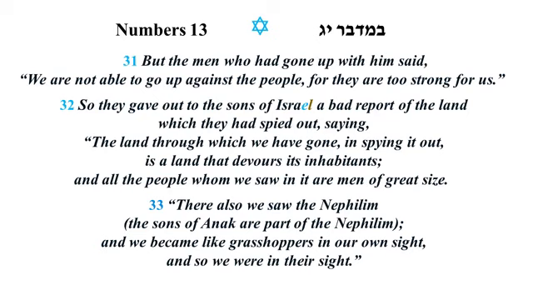Verse 31. But the men who had gone up with him said, this is now they come back from spying, and now they're bringing their report. But the men who had gone up with him said, we are not able to go up against the people, for they are too strong for us. So they gave out to the sons of Israel a bad report of the land, which they had spied out, saying, the land through which we have gone in spying it out is a land that devours its inhabitants, and all the people whom we saw in it are men of great size. There are also Nephilim, the sons of Anak, are part of the Nephilim, and we became like grasshoppers in our sight, and so we were in their sight.